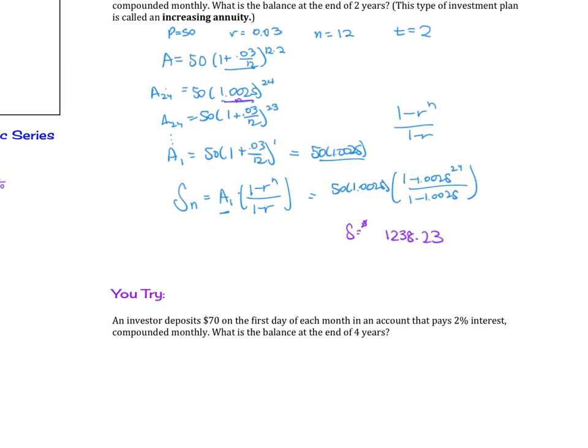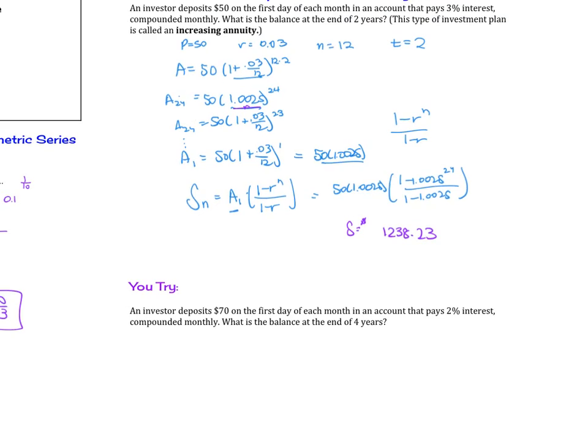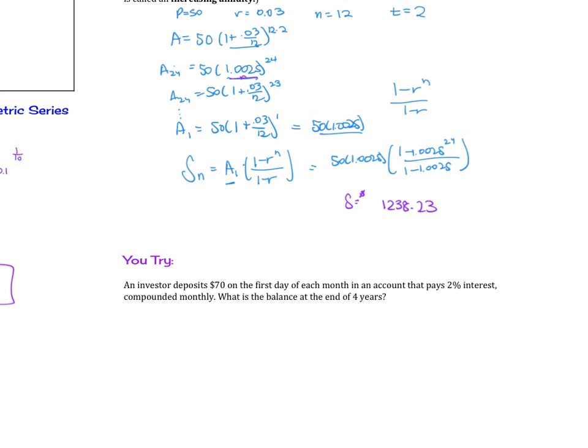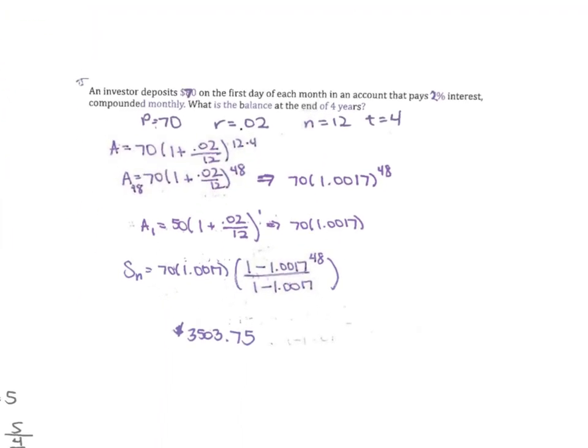So for the next question, you do the same exact thing. An investor deposits $70 on the first day of each month in an account that pays 2% interest compounded monthly. Find the balance at the end of 4 years. Now it depends on whether you round or not, and that may change a little bit of what the total value is. But just try it out, see what answer you get here. Now, if you tried it out and you rounded, you should have gotten probably about $3,503.75. If you could plug it in without rounding, the book says that you should get $3,585.